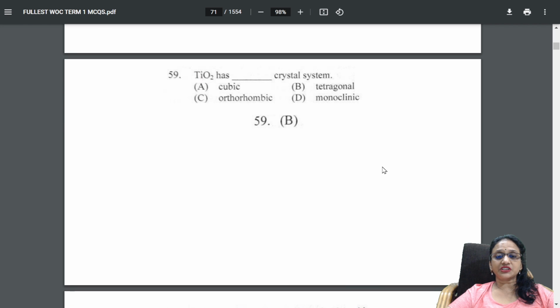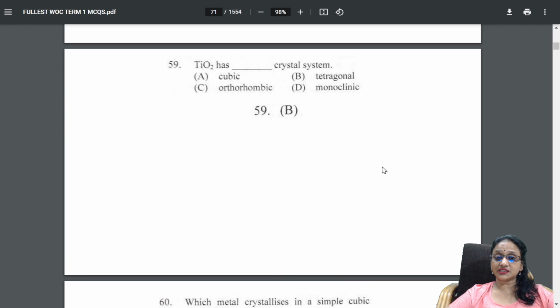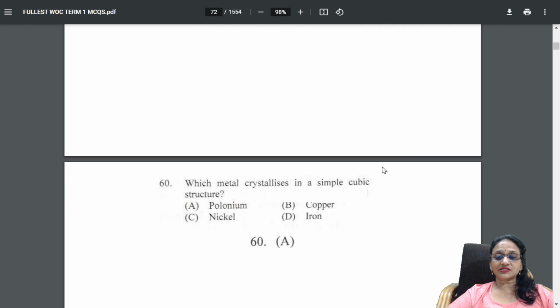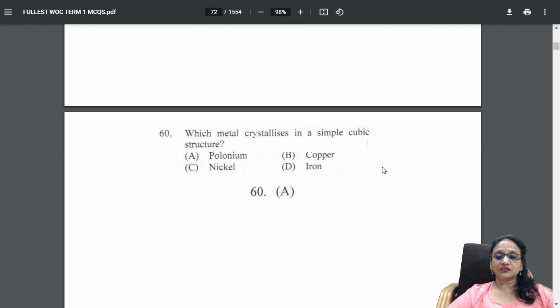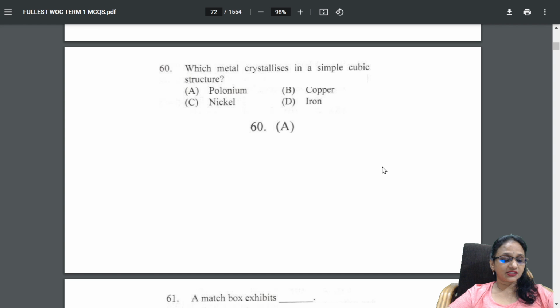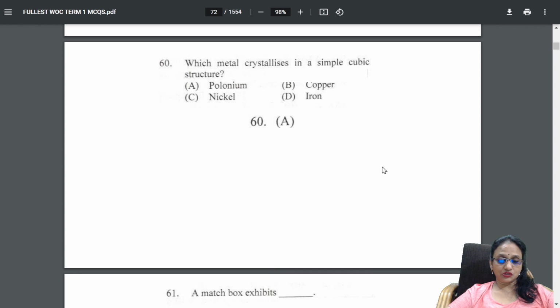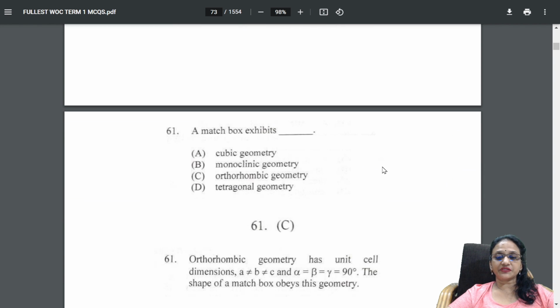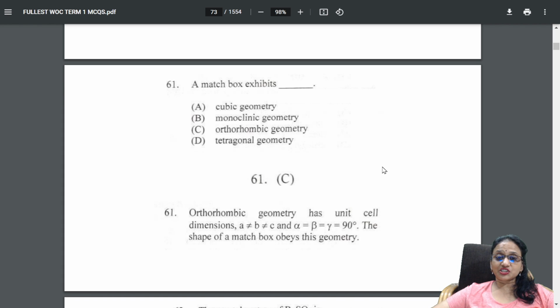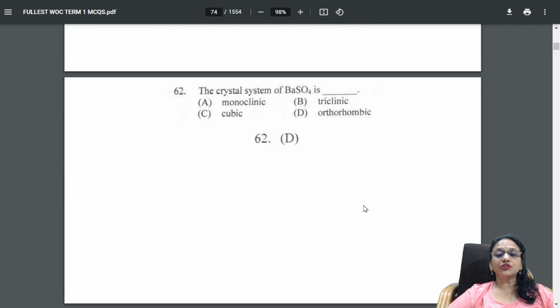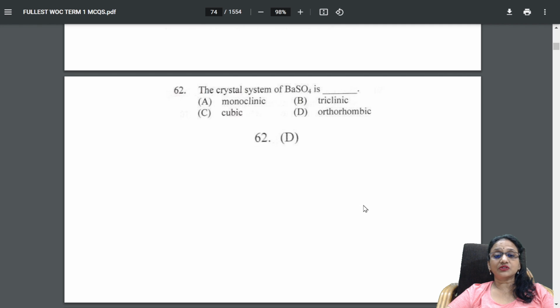Examples: TiO2 as a crystal system, what is it? Then, which metal crystallizes in simple cubic structure? This is also asked. Slowly they are going to give you examples. This is a very famous question: a matchbox has which type of structure? So this is how the question and options are given to you. They're going to pick up an example and ask you which type of crystal lattice or Bravais lattice it is in. Here it is mentioned, you can note it.